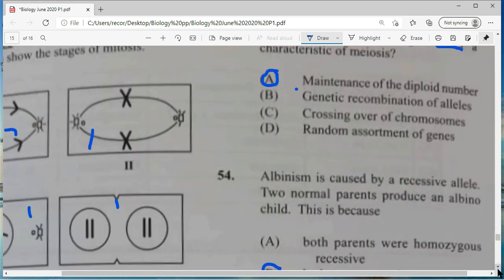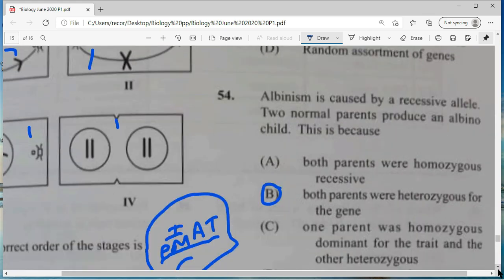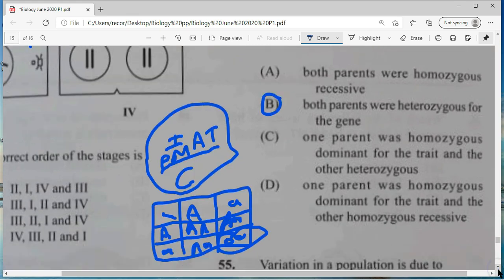We move on down to the other question, 54. Albinism is caused by a recessive allele. Two normal parents produce an albino child. This is because they were both heterozygous for the trait. One might say that they are carriers. So we're using capital A and small a here as our alleles. Capital A and small a is the heterozygous, capital A and capital A is homozygous, and of course A and a there, heterozygous.